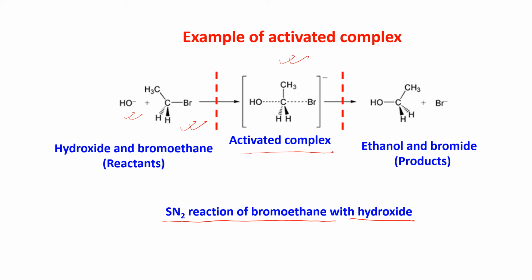And then, after formation of the activated complex, it gives you the product. Bromide is coming out and it forms the products, that is ethanol and bromide ion. This is the example of an activated complex.